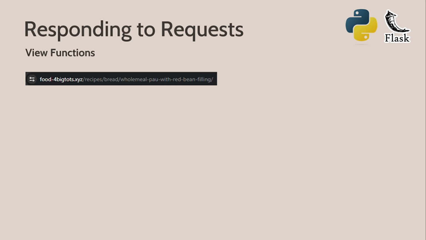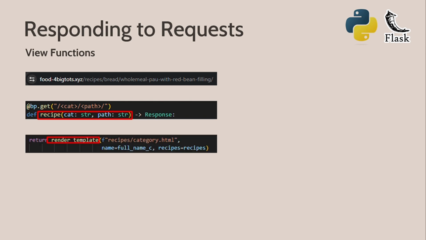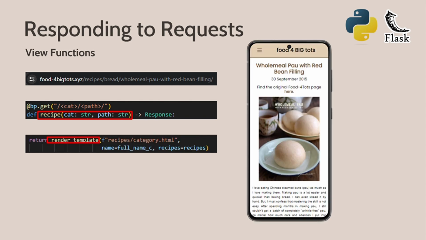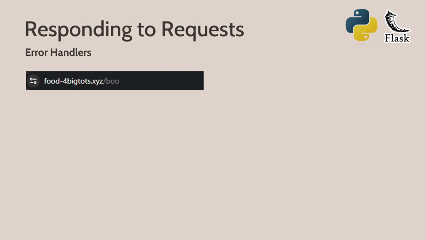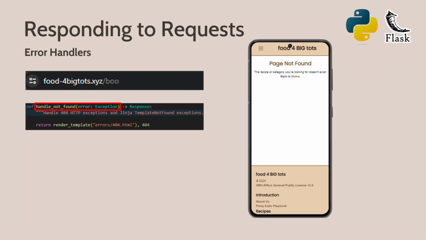If the user visits a recipe page, a similar process is followed, except that the request will be handled by the view function for recipe pages. However, if the URL cannot be matched to any view function, or a template cannot be found, it will be handled by an error handler, which renders an error page instead.